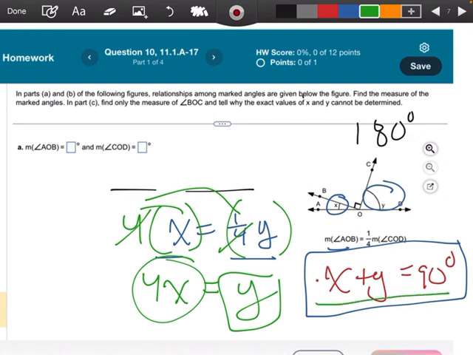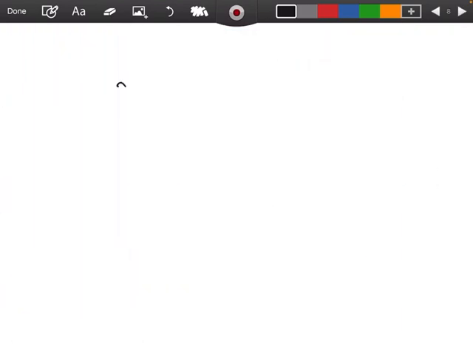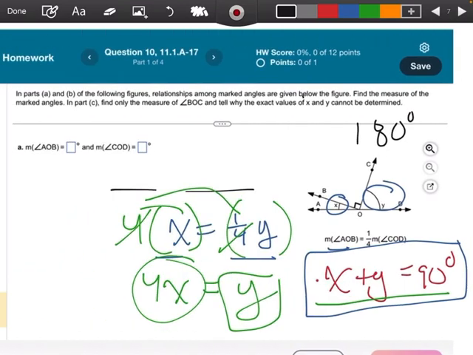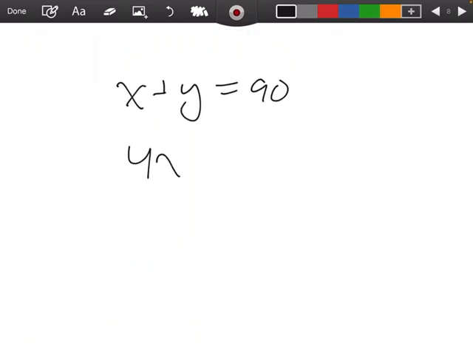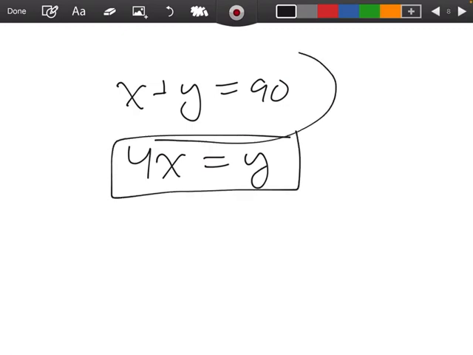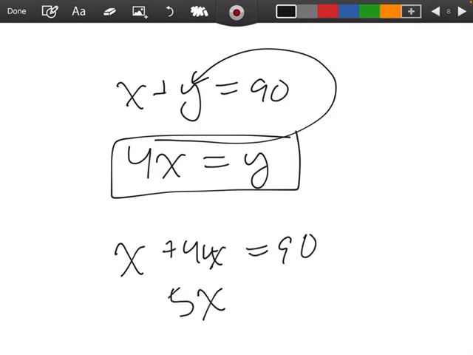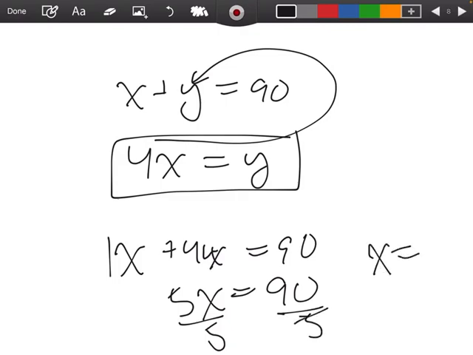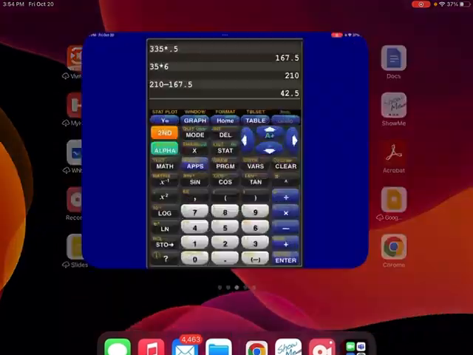So y'all, because I know that X and Y add up to 90, I'm going to say, look, X plus Y is equal to 90. And we also know that 4x is equal to y. What I'm going to do is take this guy right here and plug him in right there. So I'm going to say x plus another 4x is equal to 90. When I add them together, remember the number in front of there is a 1, so 1x and 4x is 5x is equal to 90. So when I divide both sides by 5, y'all, let's see what we get for x.